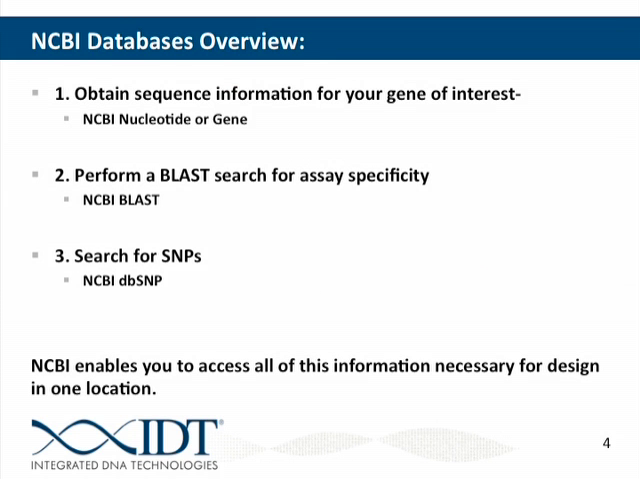So broad overview of the NCBI databases. The NCBI databases can be very useful for designing these qPCR assays. You can go to the NCBI database to download sequence information for your gene of interest through either the NCBI nucleotide or gene databases. You can also use NCBI to perform the BLAST search to look for assay specificity, and finally search for presence of SNPs in your probes, and all of this can be done right within NCBI.